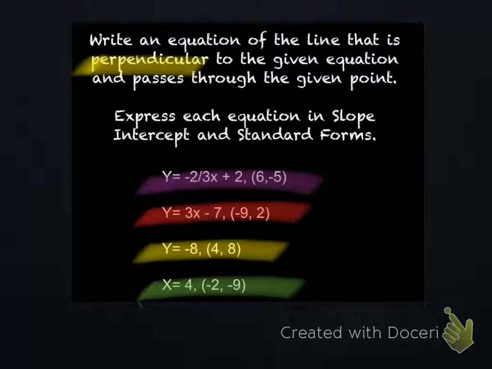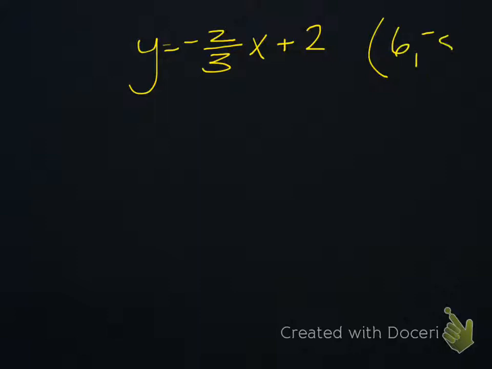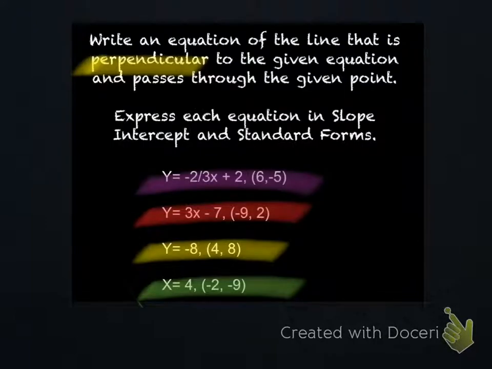We've got the equation y is equal to negative 2/3 x plus 2, and let's start there. Y is equal to negative 2/3 x plus 2. And I'm passing through, I've done this problem so many times, I think I've almost got it memorized. And it's passing through 6, negative 5. Double checking. Yes, I'm right.